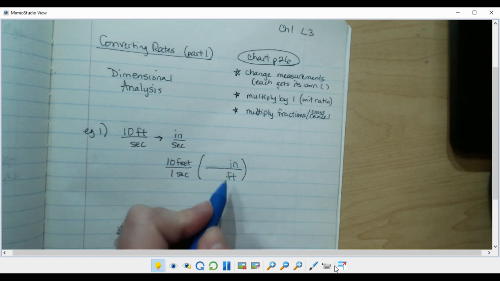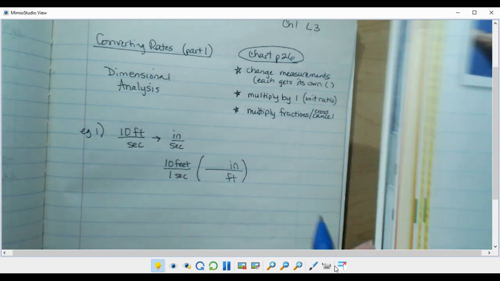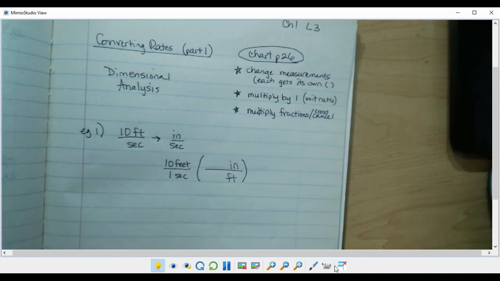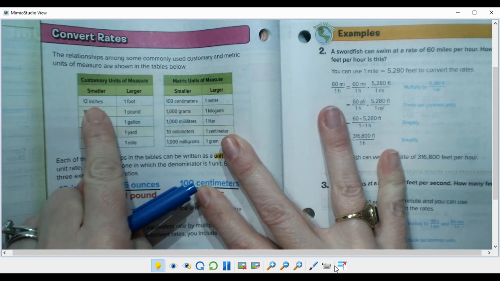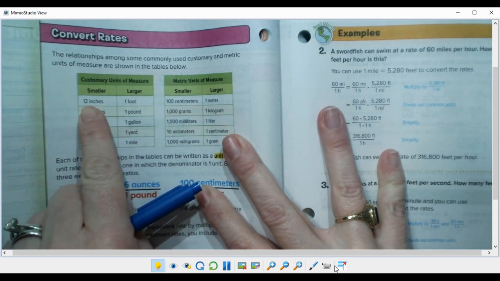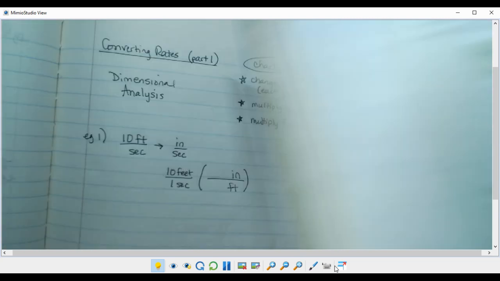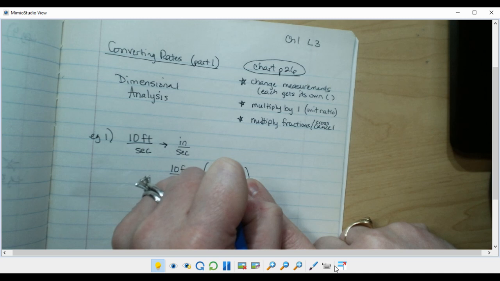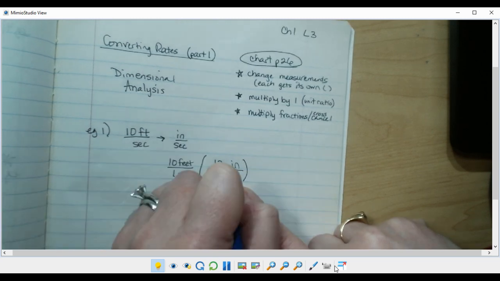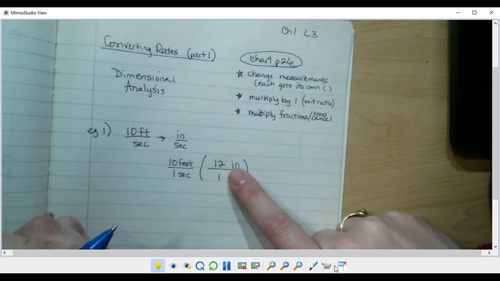This is where you're going to look in your textbook on page 26 or on one of the things that I posted, or you're going to look it up on the internet. We're looking for inches to feet. Okay, 12 inches is 1 foot. Where I see the inches, I'll put the 12. And then where I see the foot, I'll put the 1. 12 inches, 1 foot.